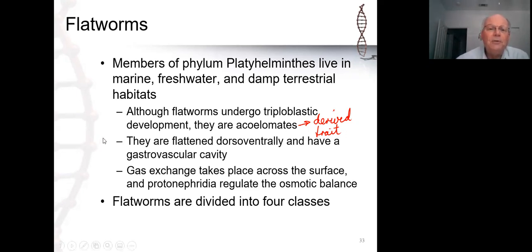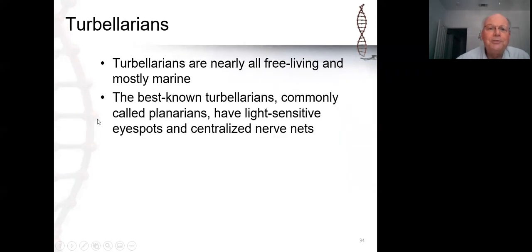In terms of the phylum, there are 4 classes that we recognize. The first is the turbellarians. These are the widely recognized, otherwise known as planarians. They are found in aquatic environments and also in terrestrial environments where there is a substantial amount of water.